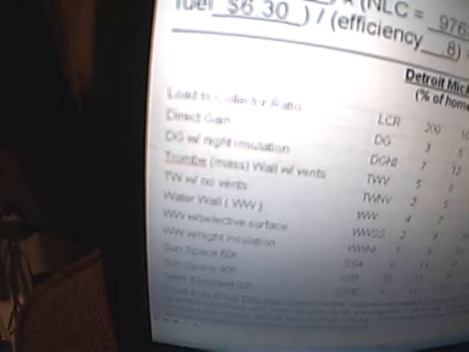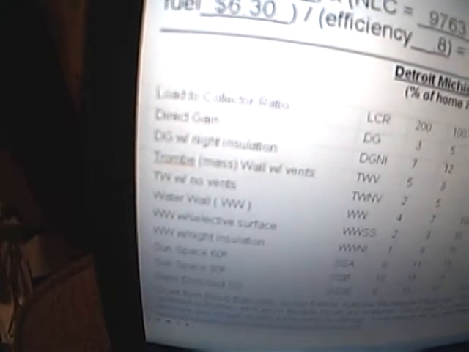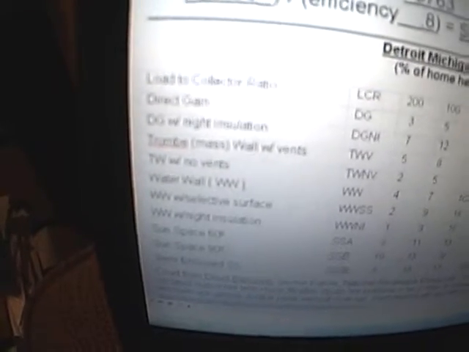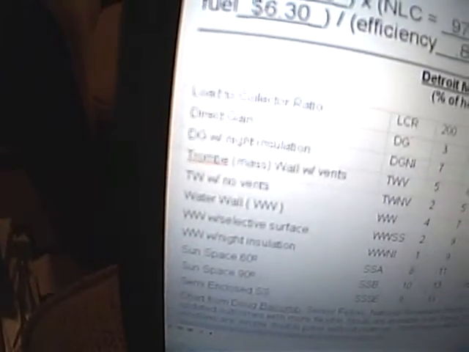The assumption on this chart is that the thermal drapes that are being used bring the total R value up to an R9. So, as we said, one type of solar system is the direct gain, just a window. The second type is direct gain with nighttime insulation. The third is a trombe wall. That's a mass wall that's behind the window, and it absorbs the sun's rays. The first one has vents, with vents. That's a W slash means with. The second one has no vents.